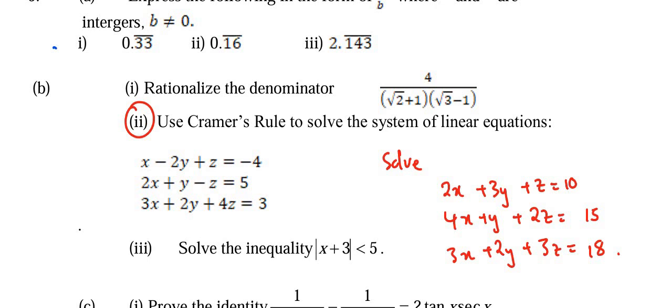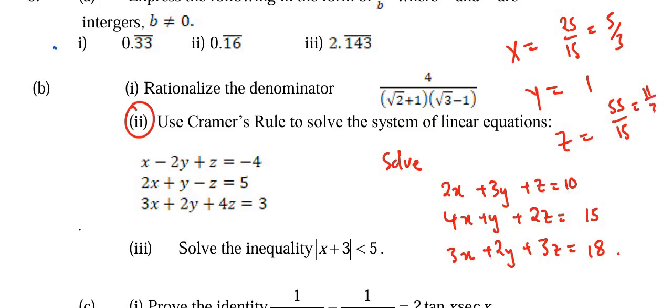To make life easy, you can actually use a calculator. By the time you're done, you should get your x to be 25/15, which is the same as 5/3. Then your y should be 1 by the time you're done, and your z should be 55/15, which is the same as 11/3. So you can even use a calculator to make things a bit faster. Try to see if you can get these values, but send me the working.